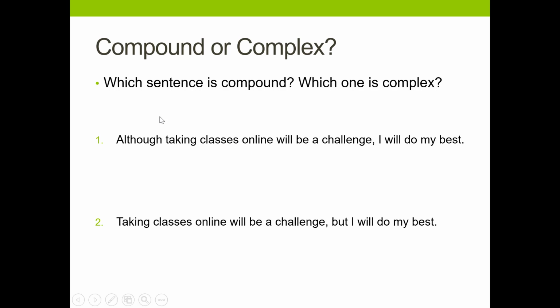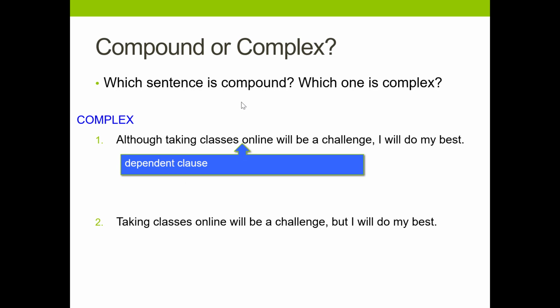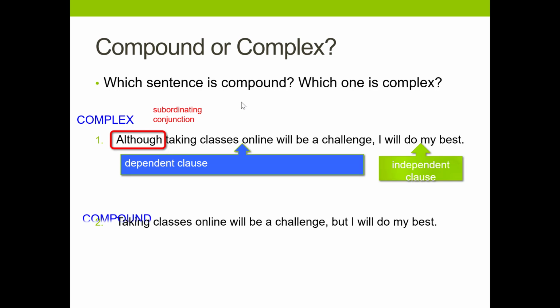Read these 2 sentences and decide which one is compound and which one is complex and why. You may want to pause the video here to give yourself time. This one's complex. You have your dependent clause, although taking classes online will be a challenge, and then your independent clause, and the subordinating conjunction.